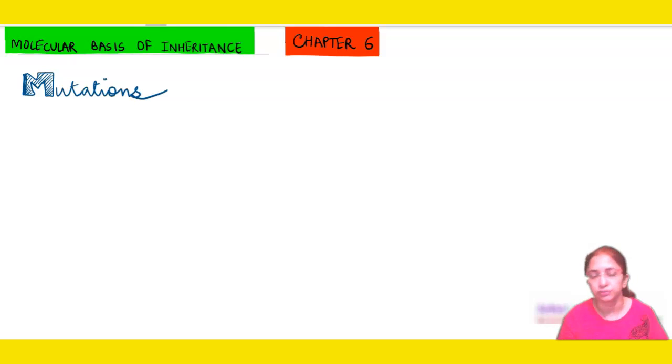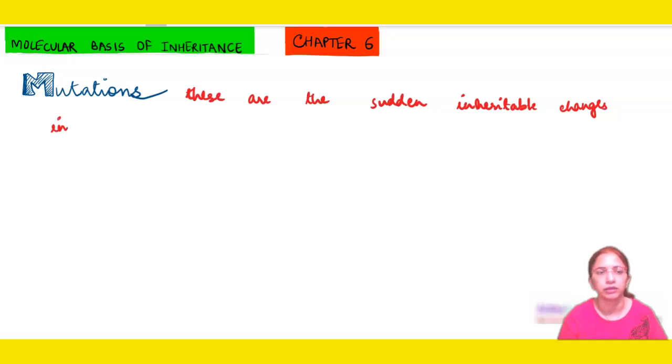Now mutations, if you want to define them, you can define them as the sudden inheritable changes in the genetic material. Okay. So genetic material, here we will be talking about DNA, because this occurs in the majority of individuals.